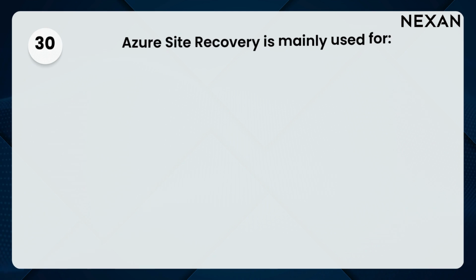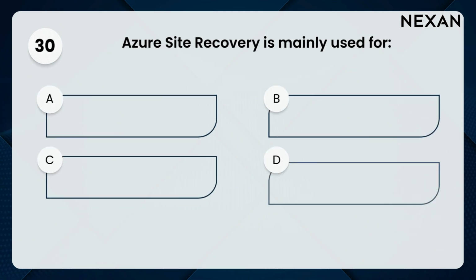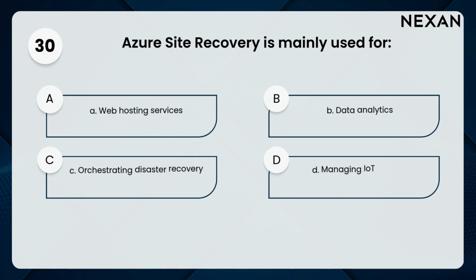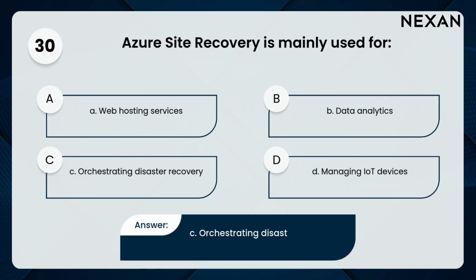30. Azure Site Recovery is mainly used for A. Web hosting services, B. Data analytics, C. Orchestrating disaster recovery, D. Managing IoT devices. Answer: C. Orchestrating disaster recovery.